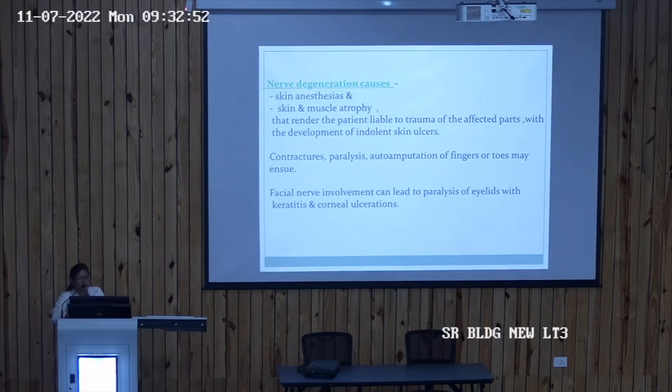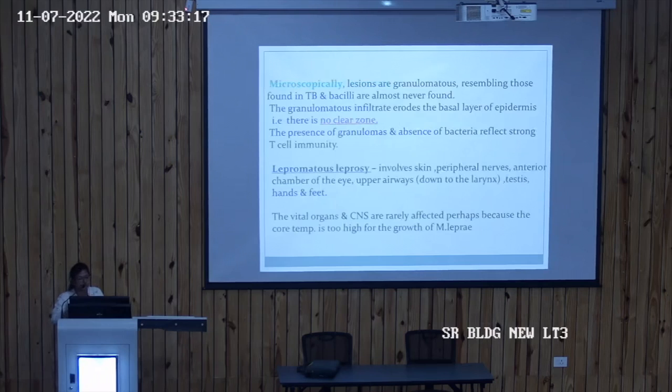So skin and muscle atrophy is also there, okay, because of nerve degeneration. Patient eventually develops contractures, paralysis, auto amputation of fingers or toes, okay. Facial nerve involvement, because any nerve can be involved, so facial nerve involved can lead to paralysis of the eyelids, keratitis and corneal ulceration.